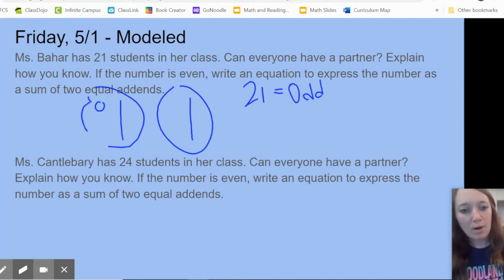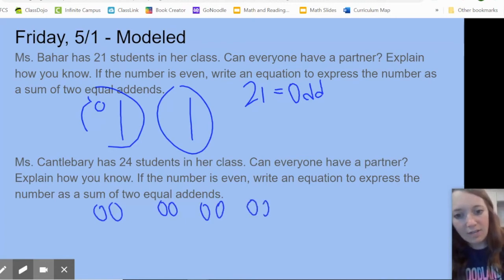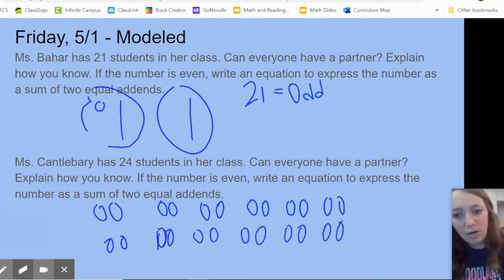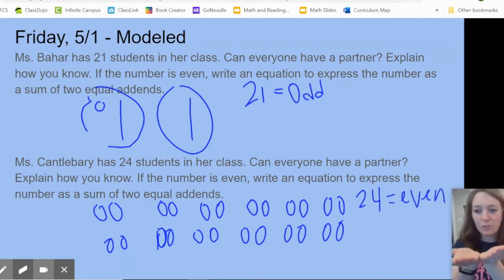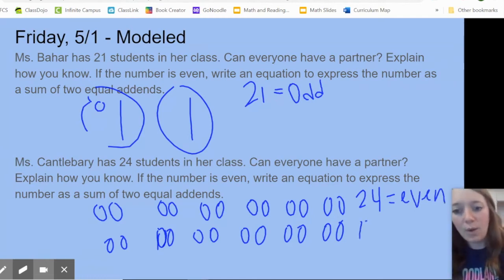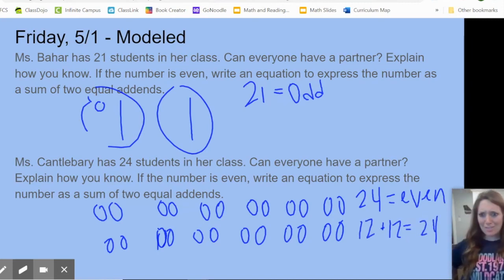So I'm going to put everyone with a partner. 1, 2, 3, 4, 5, 6, 7, 8, 9, 10, 11, 12, 13, 14, 15, 16, 17, 18, 19, 20, 21, 22, 23, 24. Was everyone able to have a partner? Yes, everyone got a partner. So 24, once again, is even. And we know that the sum of 2 equal addends, the doubles fact, is 12 plus 12 equals 24. Rock stars! We killed it.